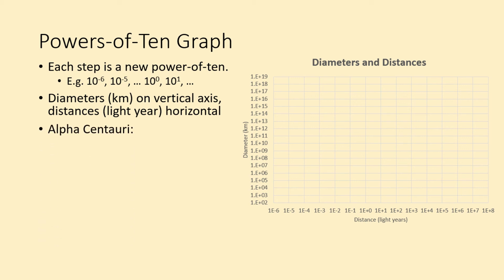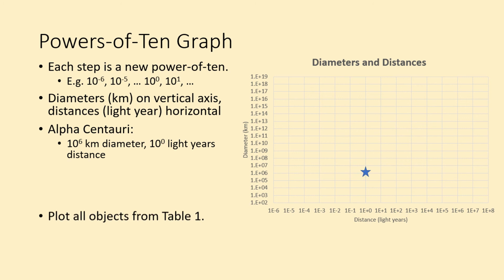We know from the table that its diameter is 1.8 times 10 to the 6th kilometers. So the power of 10 here is 10 to the 6th. Its distance is 4 light years, which is about 10 to the 0 light years. Start at the 10 to the 0 light years mark on the horizontal axis and plot upwards to the 10 to the 6th kilometer line and put Alpha Centauri there.